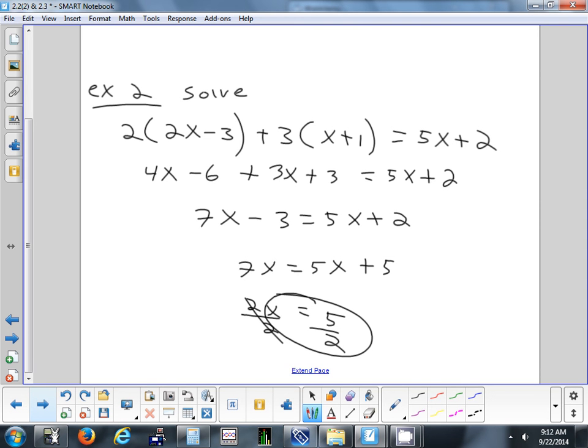Could there be another solution to this equation? Nope, it's a linear equation. It can only cross the x-axis at most one time. Lines only cross one time unless it's horizontal, then it might not cross the x-axis. Okay, any questions on that?